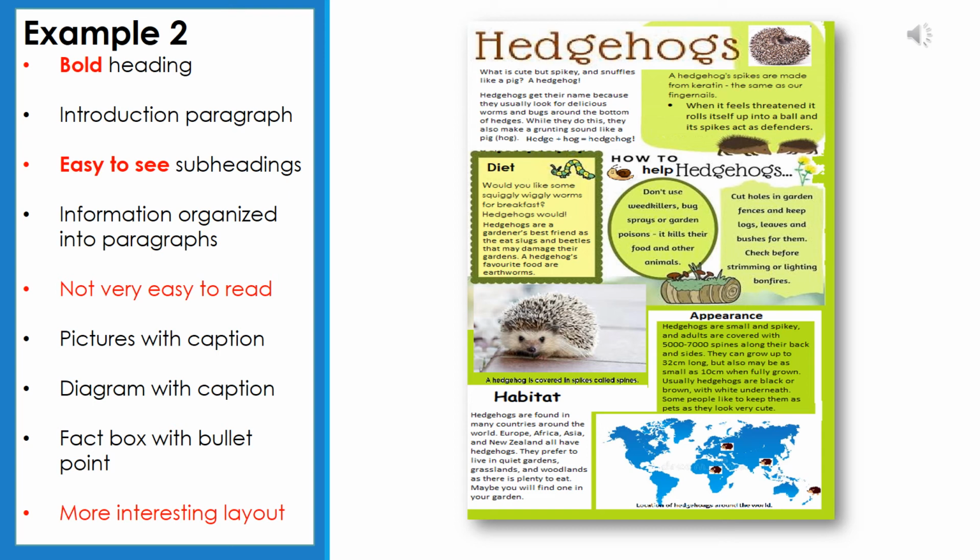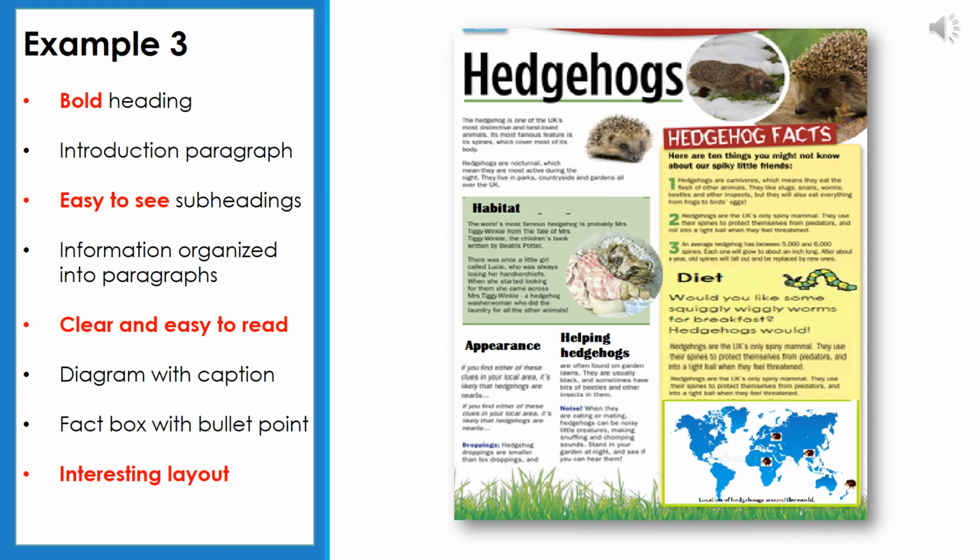So this one is better than the last one, definitely more interesting with the colors and the larger fonts with the headings and subheadings. Example 3 is looking very nice and easy and clear to read, isn't it? We have a nice big heading and then the introduction paragraph underneath. Easy to see subheadings because they're large and bold. Very clear information organized into paragraphs.